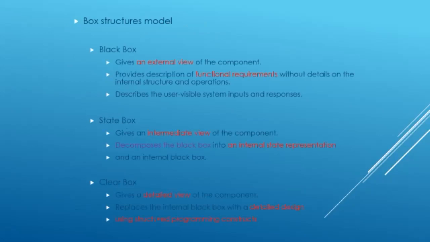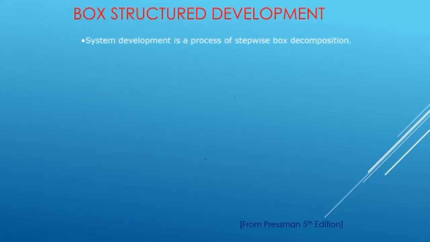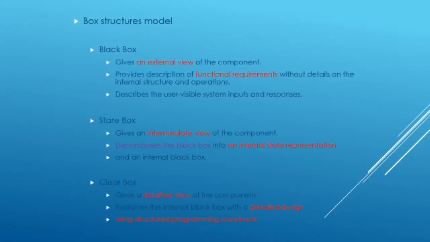Box structure model. There are the black box, state box and clear box. These are the models. First, the black box gives an external view of the component and provides a description of functional requirements without details of the internal structure and operations; it describes the user visible system inputs and responses. The state box gives an intermediate view of the component and decomposes the black box into an internal state representation and an internal black box. The clear box gives a detailed view of the component and replaces the internal black box with a detailed design using structured programming constructs.